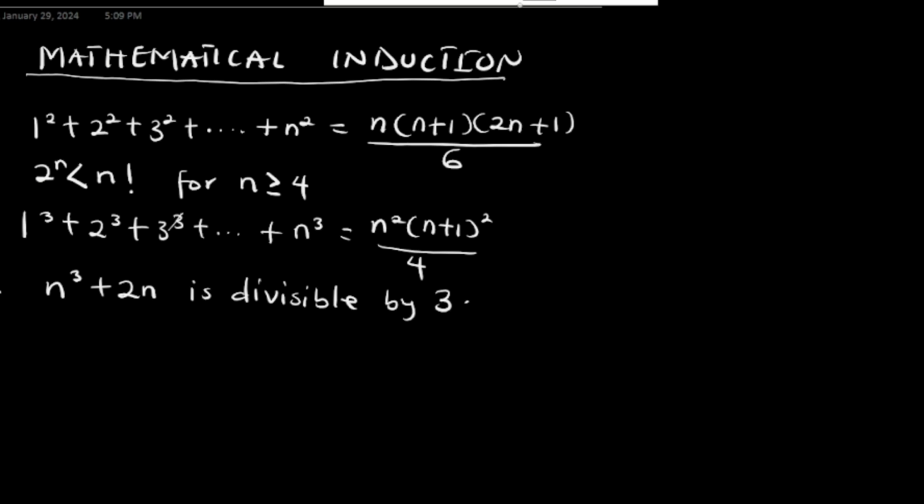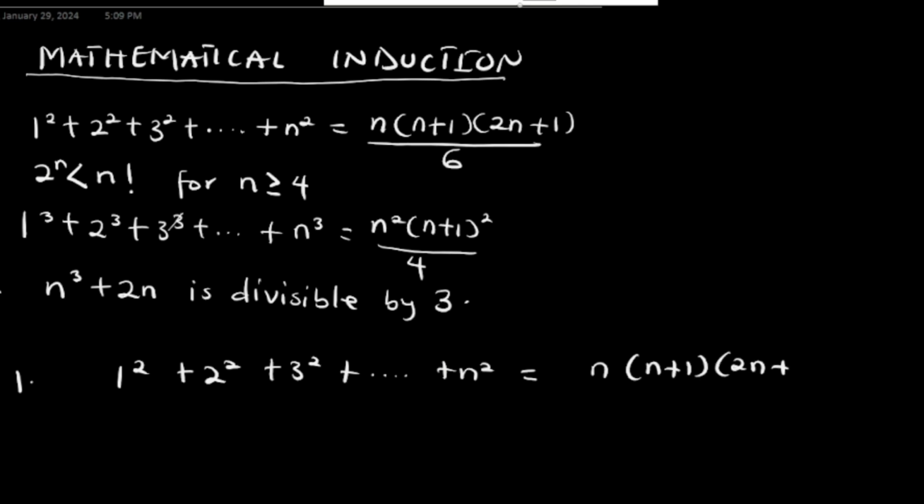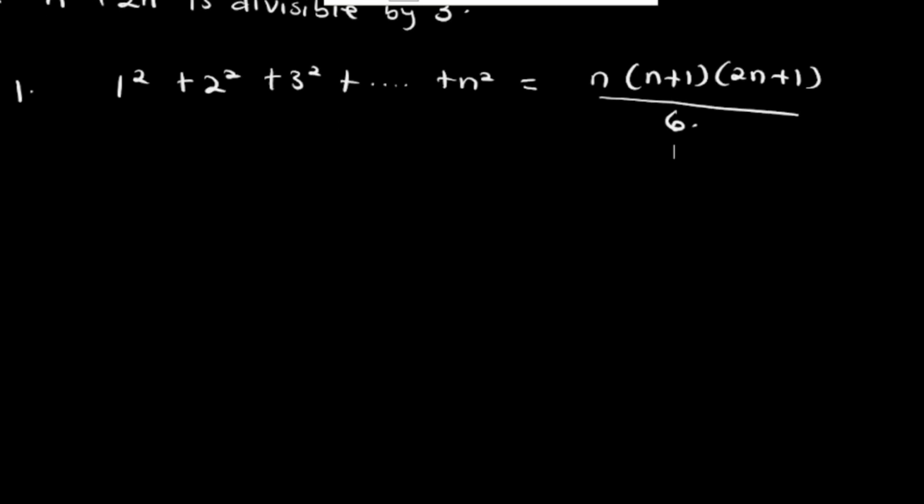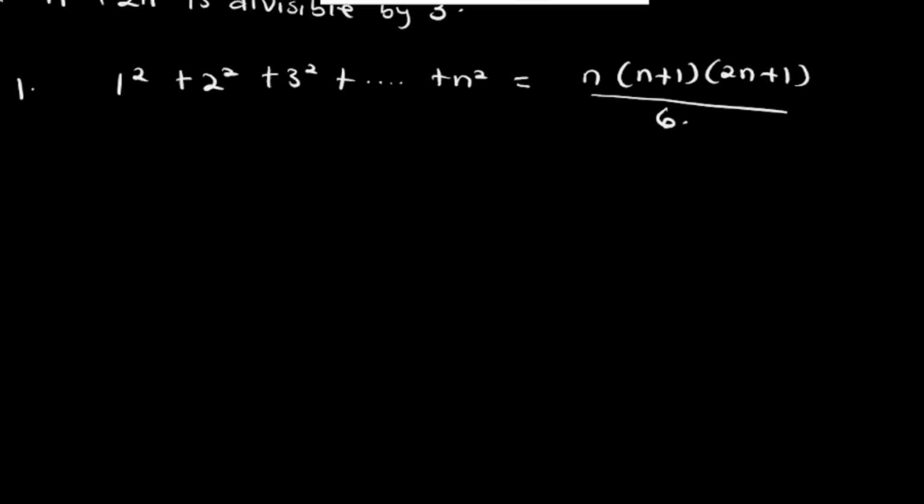Now let's take our first example. The first example is 1 squared plus 2 squared plus 3 squared plus ... plus n squared is equal to n multiplying n plus 1 multiplying 2n plus 1, all on 6. So let's see how we're going to solve this by mathematical induction. By mathematical induction, the steps are the base step, the inductive hypothesis, then finally the inductive step.